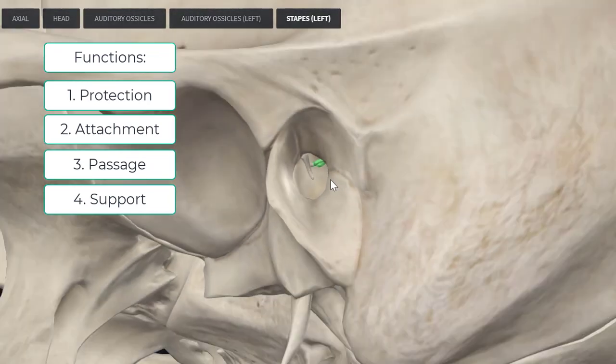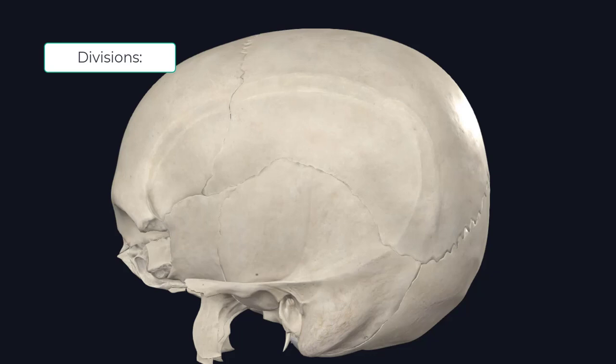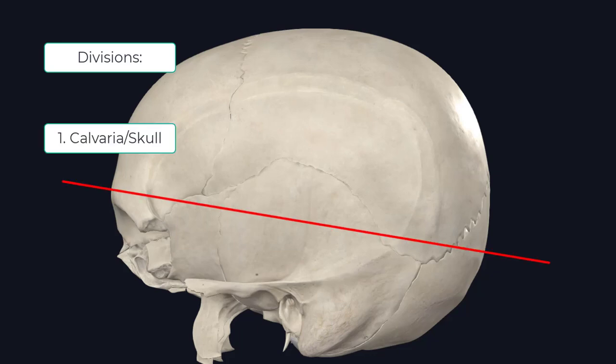Here you have them. Now let's talk about the divisions of the neurocranium, which is divided into two main parts. The calvaria, or the skullcap, includes the top part of the frontal bone, the parietal bones, and some top part of the occipital bone. Basically, they create together the roof of the neurocranium.